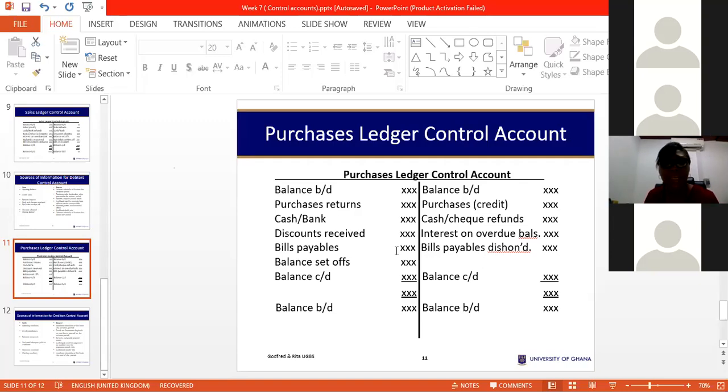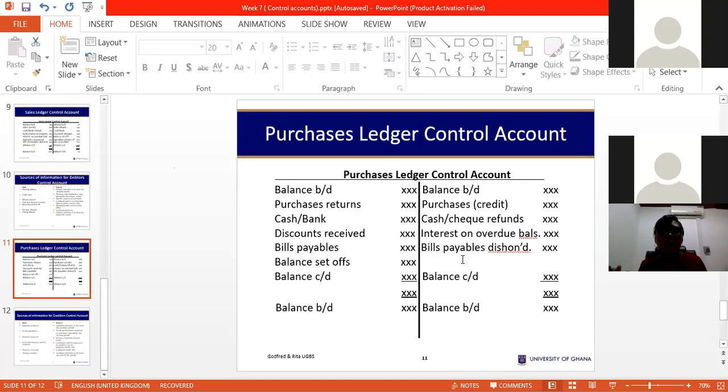But if you go and this one gets paid, it has reduced your indebtedness, then there will be no dishonour. So what we have done with the control account is to put in all the possible entries that you may find in a typical control account. Are we okay? Do you get it? Yes, madam. Okay, thank you.